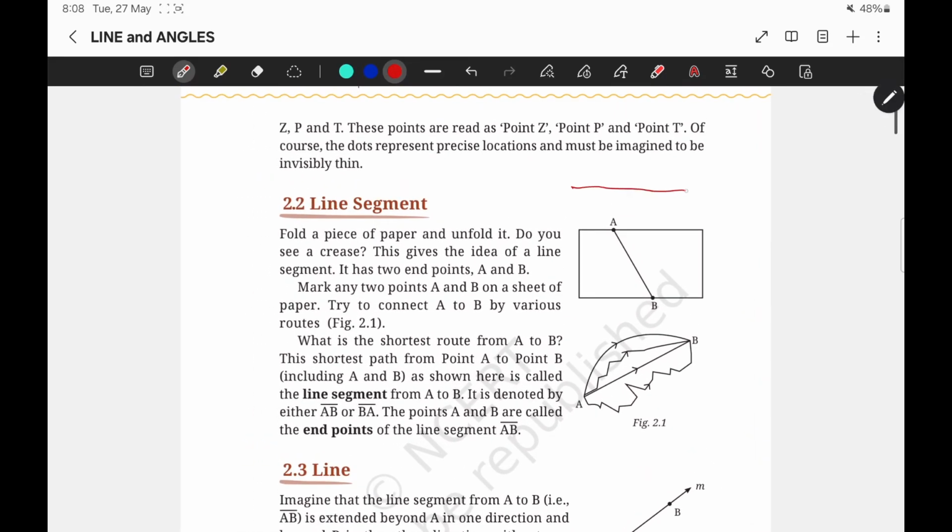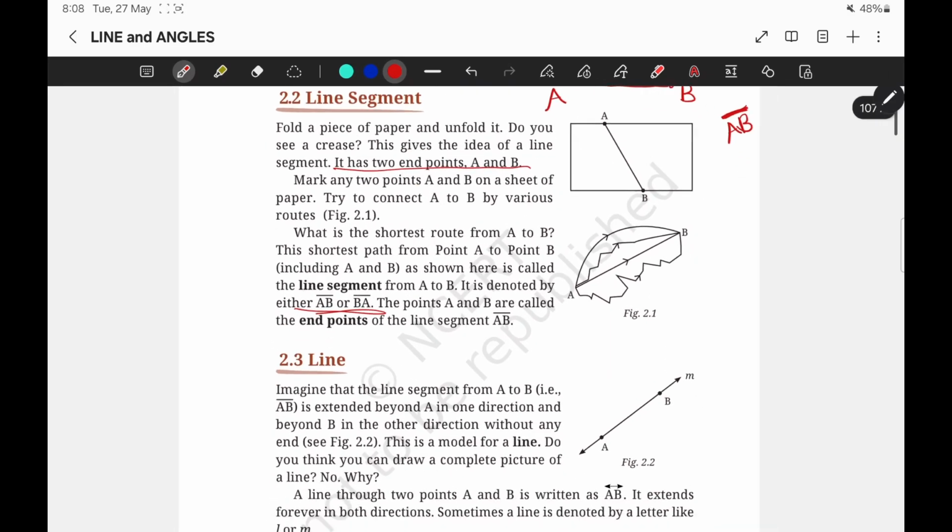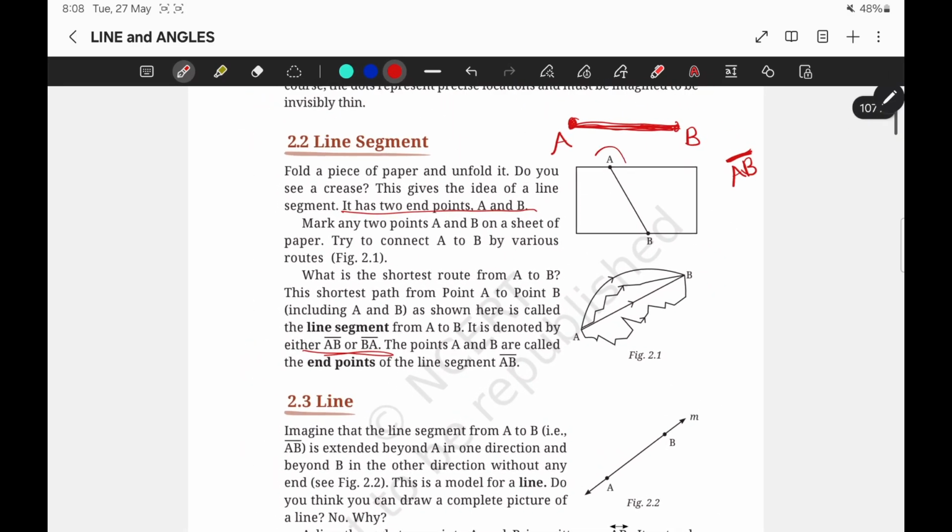The second concept is line segment. A line segment has two endpoints. The line segment does not extend. It is fixed by endpoints called A and B. It can be written as line segment AB. This is a line segment of the square, and this is a line segment of some object, AB. These are the two endpoints.